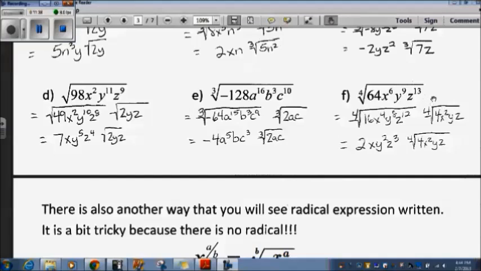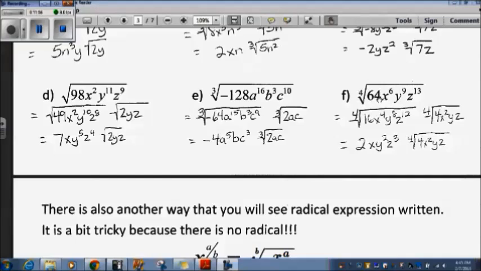Now let's go over to f. The fourth root of 64, x to the 6th, y to the 9th, z to the 13th. Again, I'm going to split it into two radicals. Everything that's a perfect fourth root under my first radical, everything not a perfect fourth root under my second radical.